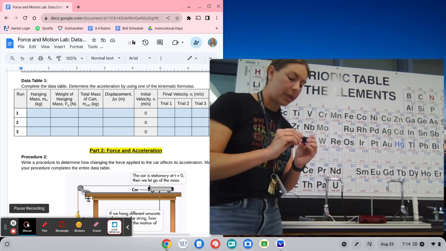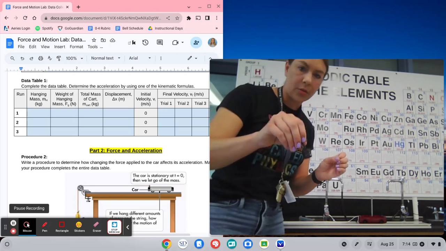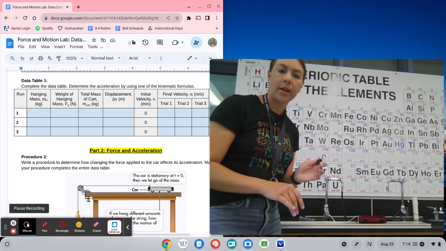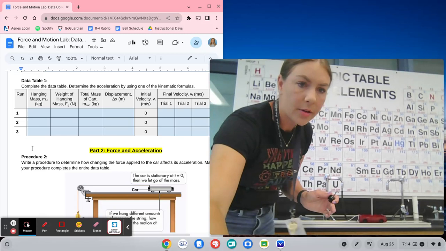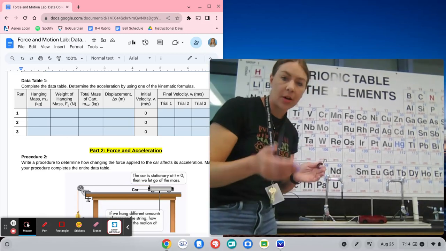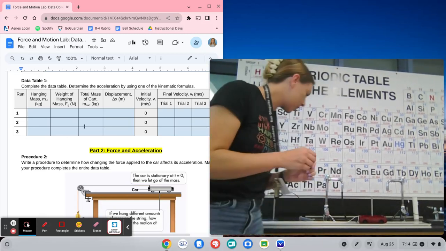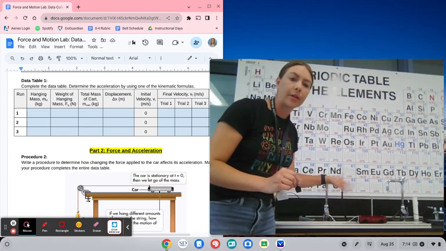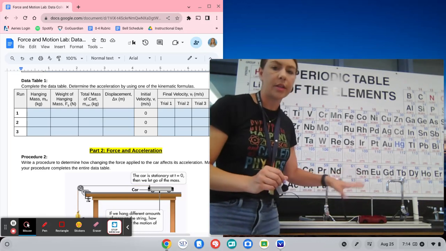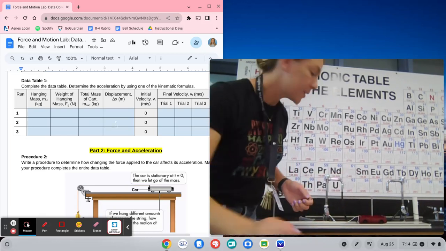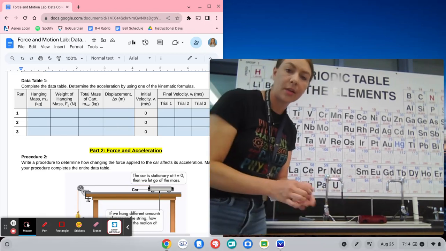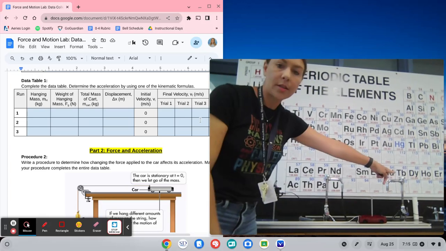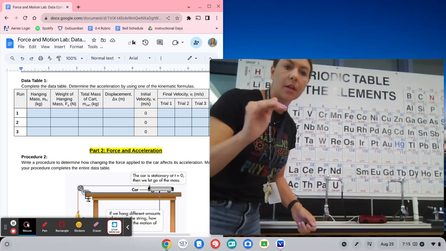Cool. So your hanging mass is 50 grams, so convert that to kilograms. That'll be the same for run 1, 2, and 3. So you want to record that in your data table right over here. The weight of the hanging mass you'll have to calculate. Total mass of the cart, again, we're starting off with a 260 gram cart. We'll have to convert that to kilograms. Then we'll add 250, and then we'll add another 250. The displacement is going to stay the same, again, at 50 centimeters or 0.5 meters. Initial velocity is going to be 0. And then using the LabQuest, I'm going to get 3 final velocities for each run.